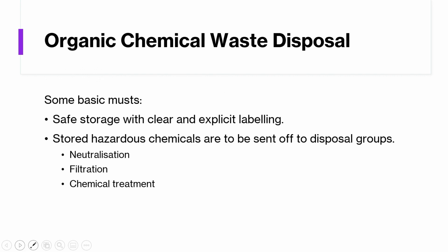So when looking at our basic must-dos for chemical handling, organic waste, disposal and storage, we need to be ensuring that we store our waste with clear and explicit labeling. That way contamination doesn't happen. From there we can actually send our stored hazardous chemicals that can't get processed in labs to disposal groups. Generally what they do is neutralize those samples first, filter for any kinds of solid waste that may not need to be there, and then go through a variety of chemical treatment processes depending on what kind of substances are being processed.